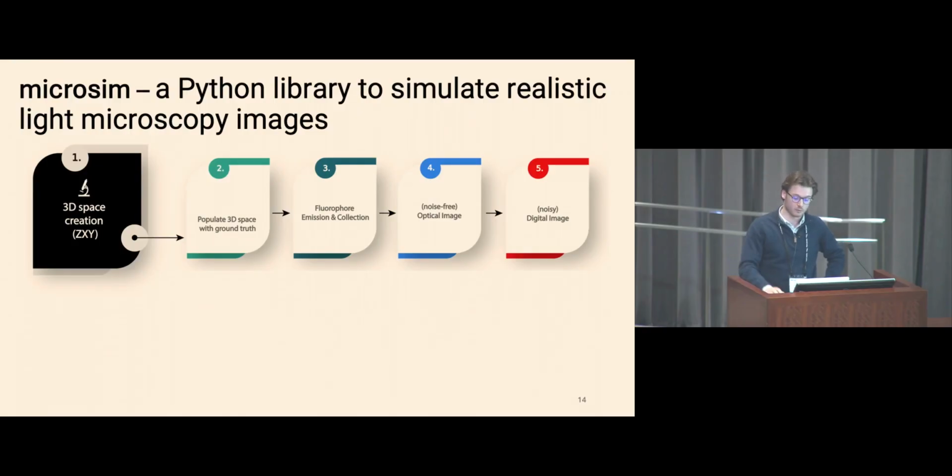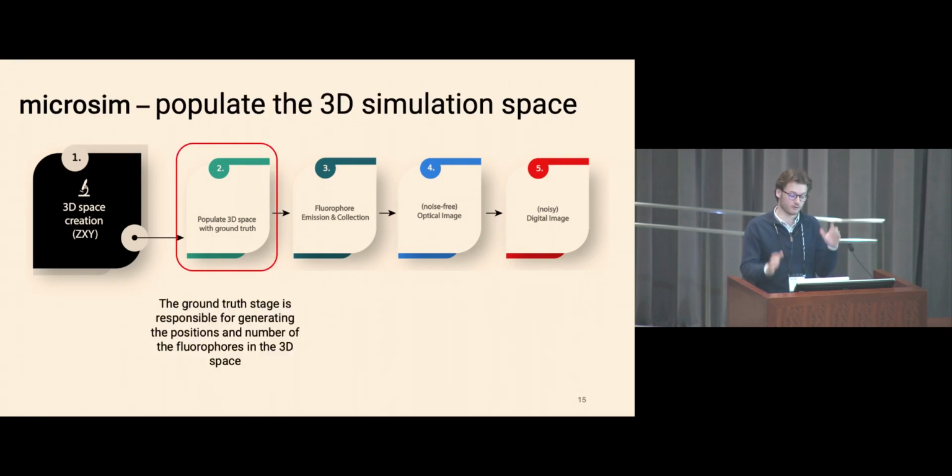I will just go over the different simulation stages that happen in the background of that library. First, we have a ground truth stage that's responsible for generating the position and number of the fluorophores in that 3D space. That's really where you can pretty much put anything you want. If you want to write squiggly lines and pass them through a scope, you can. Of course, we want to do some cool things and actually have realistic shapes in there.